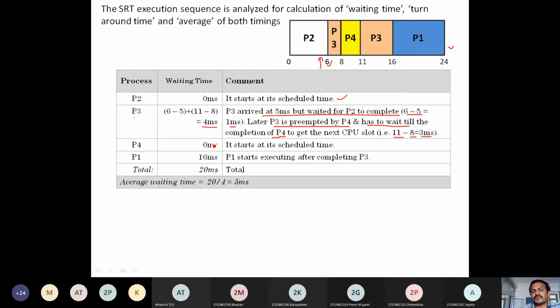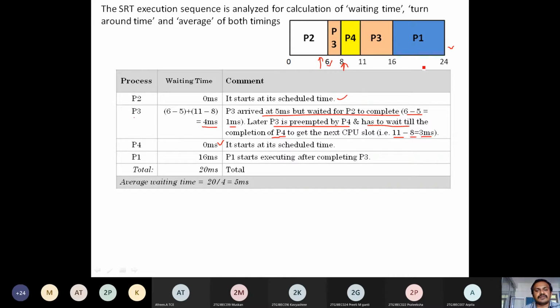Okay. Then what about P4? Does P4 have any waiting time? No. The time when it arrived, at that time only it started executing. You can observe in the image itself. P4 enters at 8 milliseconds and starts its execution at that time only. So what is the waiting time? It is once again 0.